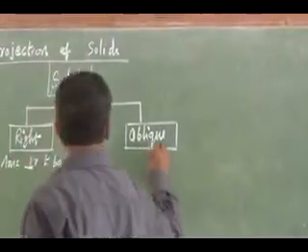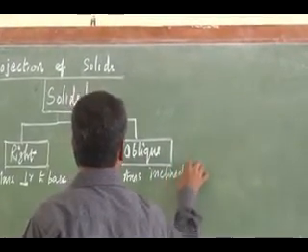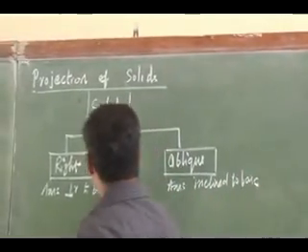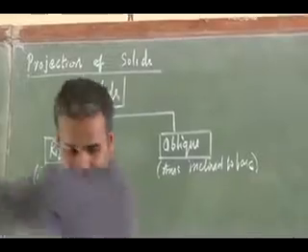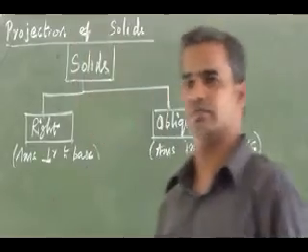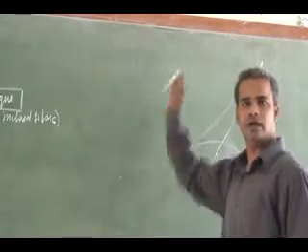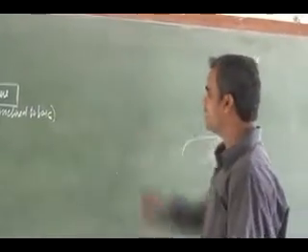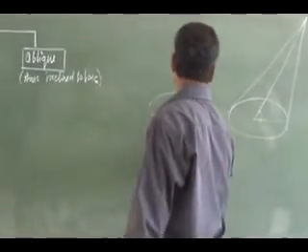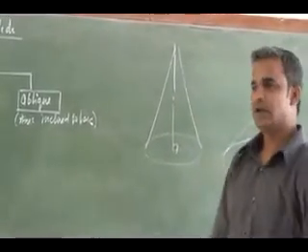Then oblique solids: if the axis is inclined to the base, then I can say it is an oblique solid. Suppose you have a cone with the axis like this, it is an oblique cone. The axis is not perpendicular to the base, it is inclined. The right solid is, say, a cone whose axis is perpendicular to the base.